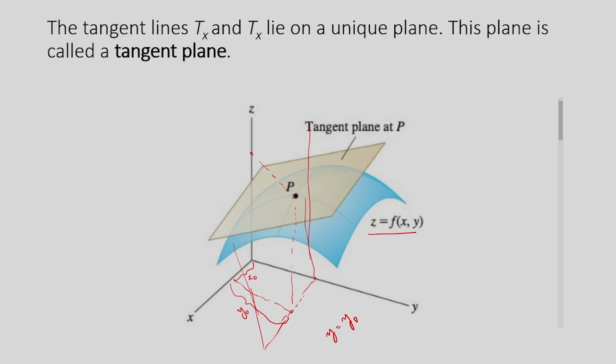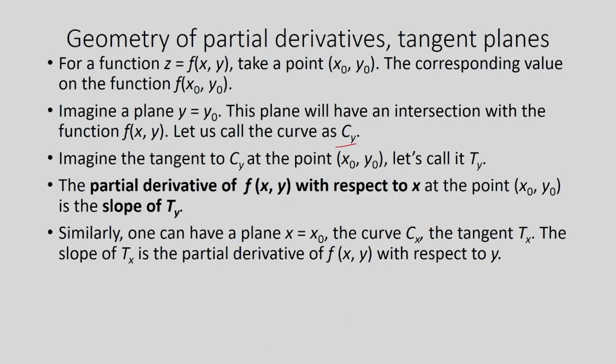and this wall is going to intersect with the surface, that is z is equal to f(x, y), and that intersection is called C_y. Okay. So, here is basically the C_y, this curve is called C_y, right. y is equal to y0, this plane will have an intersection with the function f(x, y). Let us call the curve as C_y.